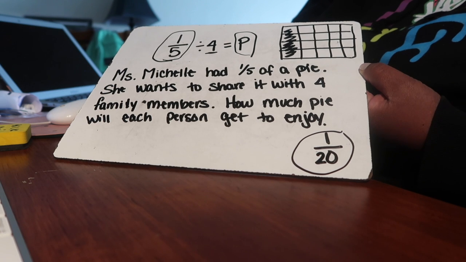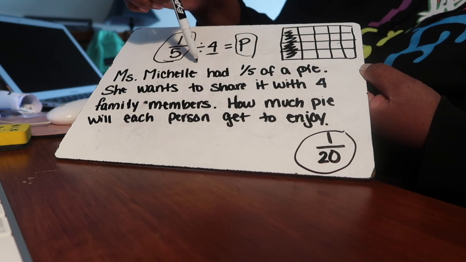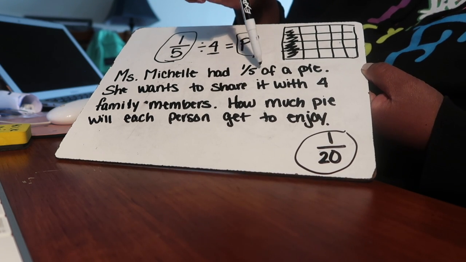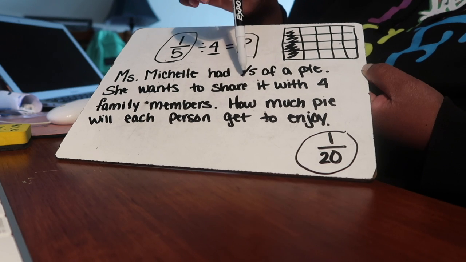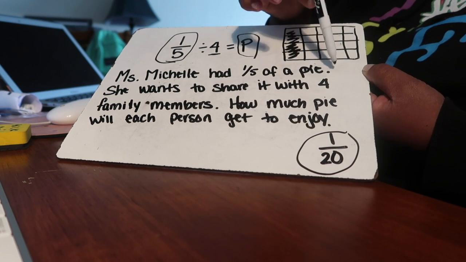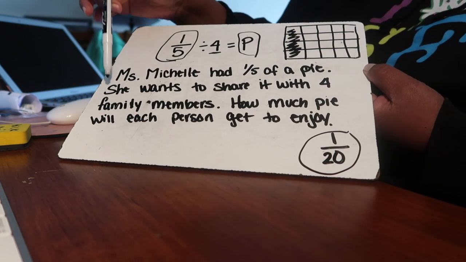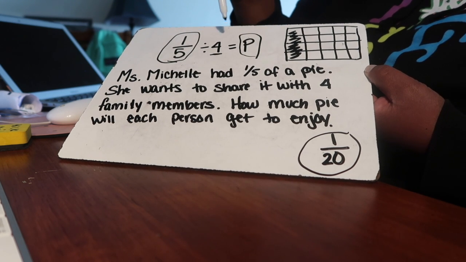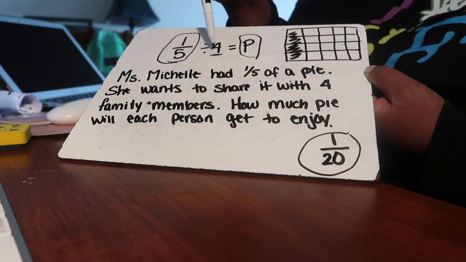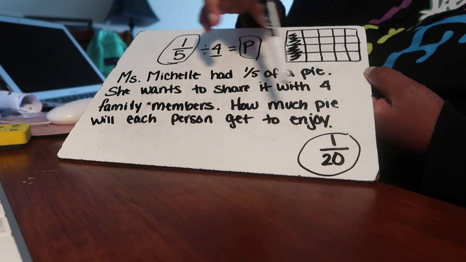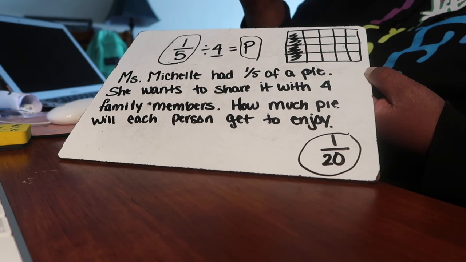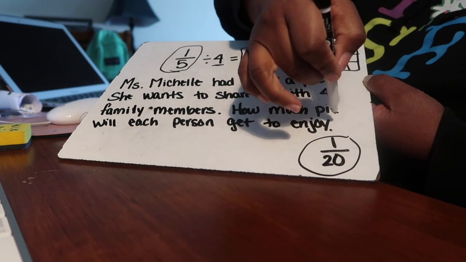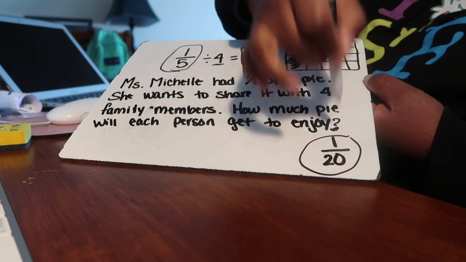But remember, you always start with the person. You start with how much, so the fraction she had of something. You can make up whatever something you want. Then you're going to say she wants to divide it by however many the whole number is. And then you're going to figure out how many each person will enjoy. And this should be a question mark, not a period.